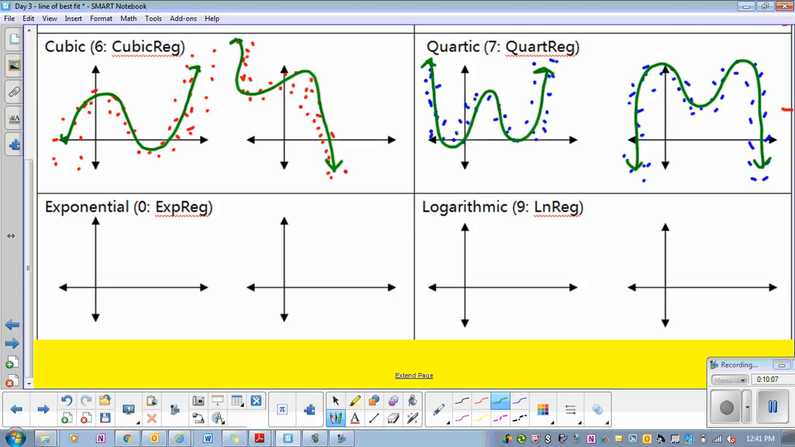So EXP reg, well, that's an exponential, right? And that's basically everything that we're doing now. You could have one that is a growth, one that's kind of going like that. One that's a growth. You could have one that's a decay.